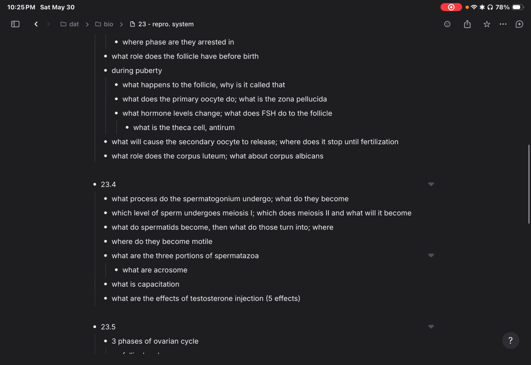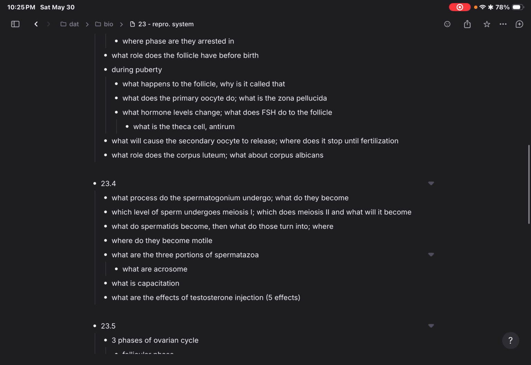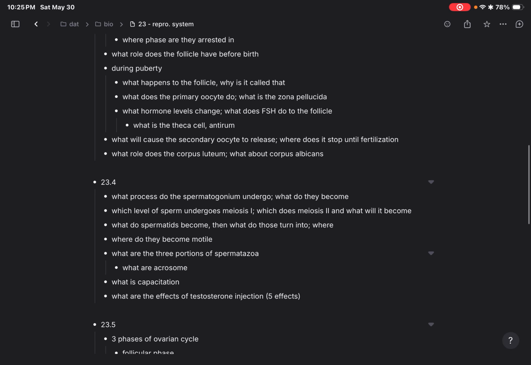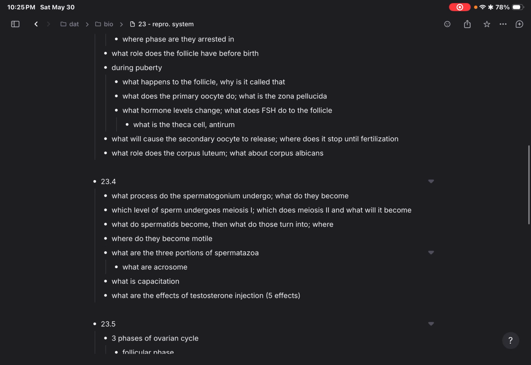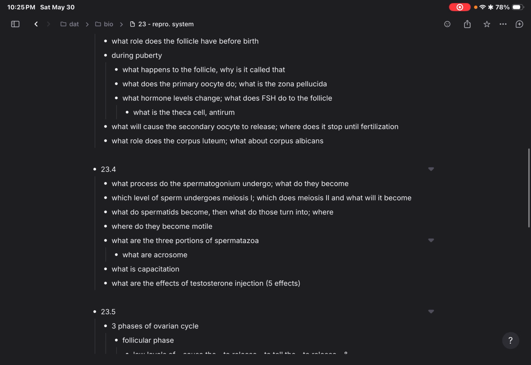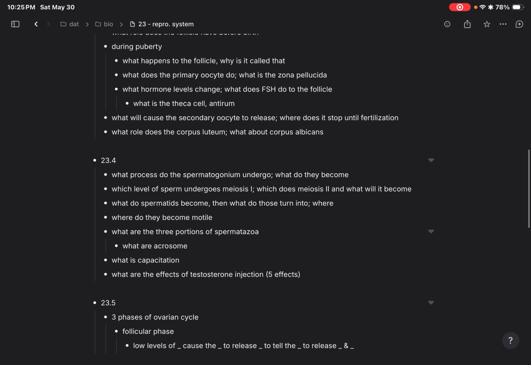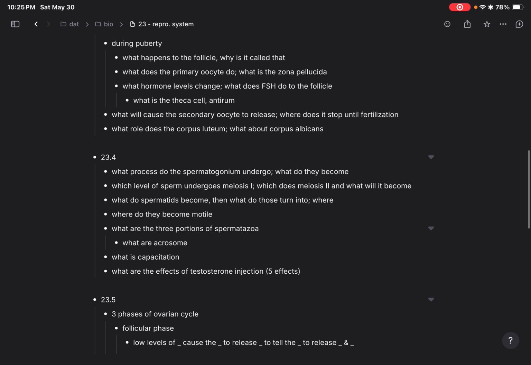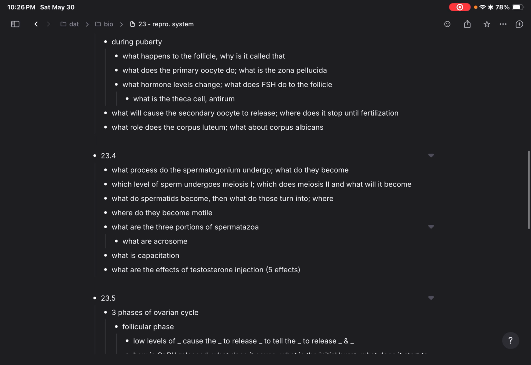The zona pellucida forms a glycoprotein layer, and that is used for, I think, contacting the sperm or something. What does the secondary oocyte release? Where does it stop? I believe it releases the polar body, and it stops in metaphase 2 until fertilization.